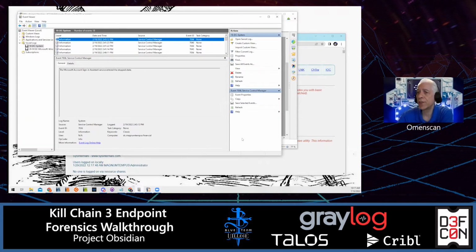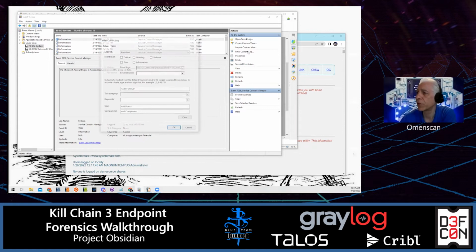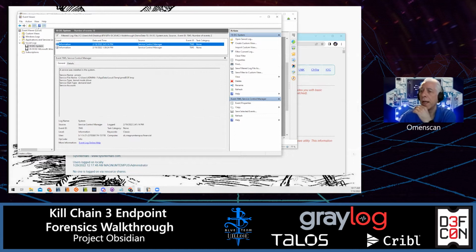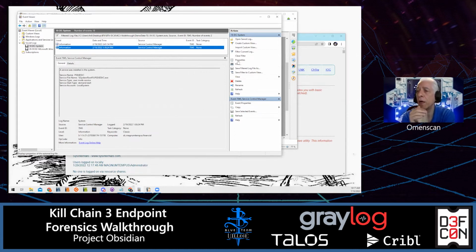First, on the DC system, I mentioned that we were looking at the 7045 messages. So here we're looking at the system event log. In this case, probably the best way to look at this data would be to filter the log, looking for 7045. And sure enough, as we mentioned in our walkthrough earlier, we see the evidence of PowerShell, the PowerShell service piece being run on the domain controller.